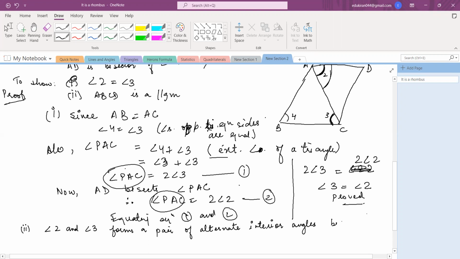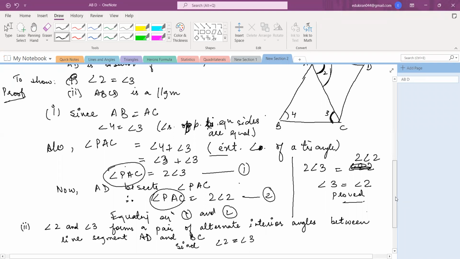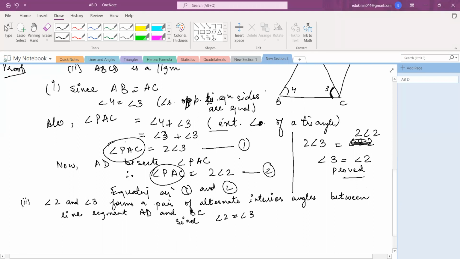Interior angles between line segments AD and BC. So angle 2 and angle 3 are alternate interior angles between the lines AD and BC. Now, since angle 2 is equal to angle 3, that means your lines are parallel. So therefore, AD is parallel to BC. So we have shown that one side is parallel.